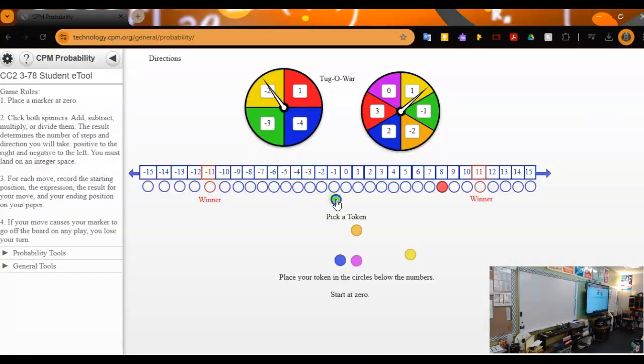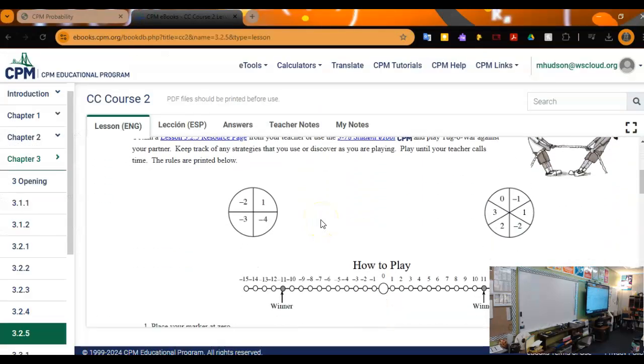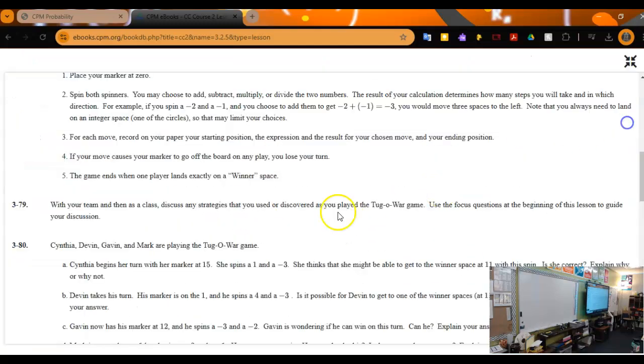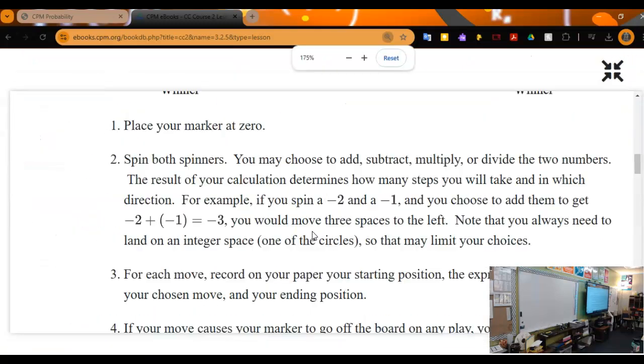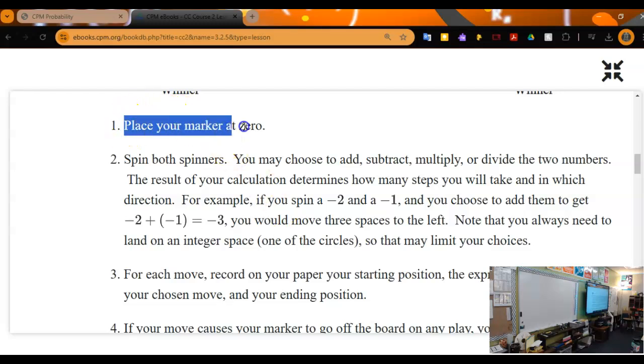All right, here's the deal. You can read the rules here, or I can try to pull up the other page where I had the rules. Here you go. Here are our tug of war rules. I will use a random card to decide who gets to play against me. We're both going to start with a marker at 0. Like a chip, a token, whatever you want to call it. Not a marker like a Crayola marker.